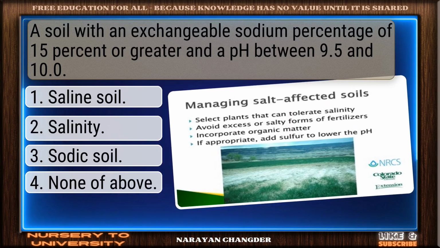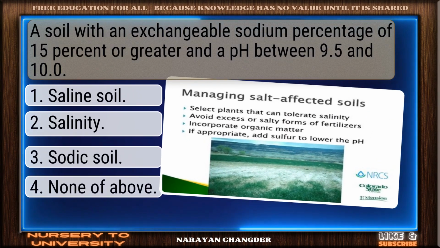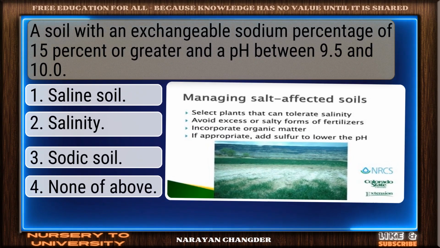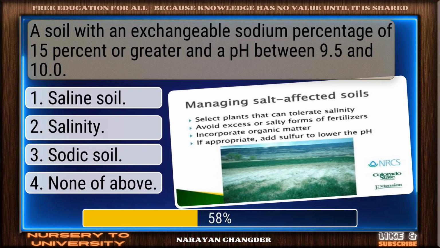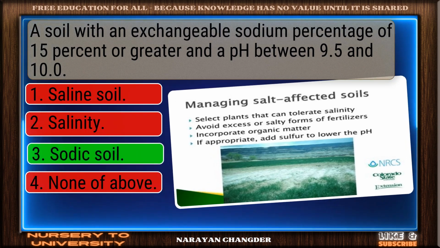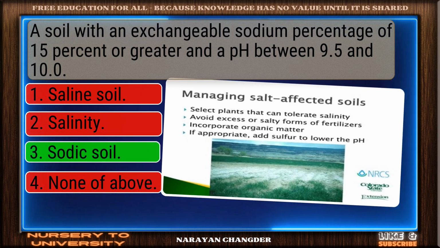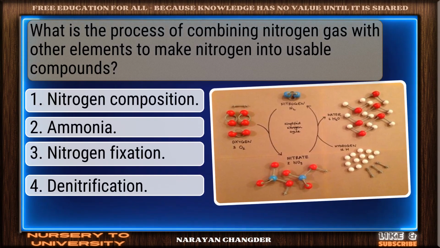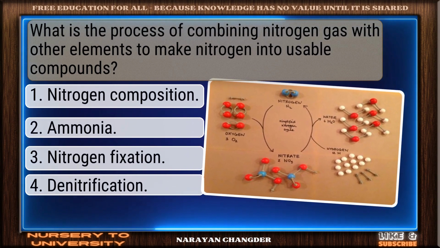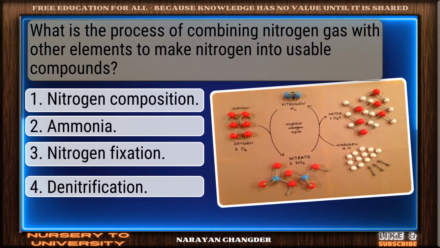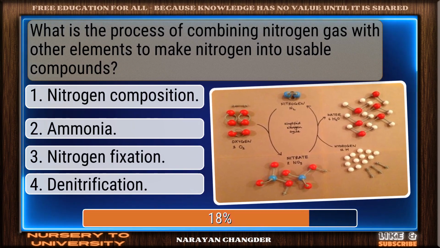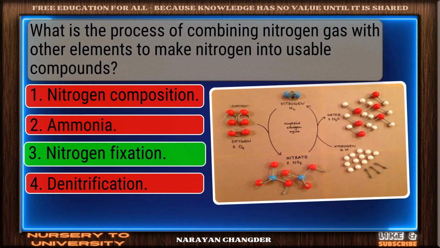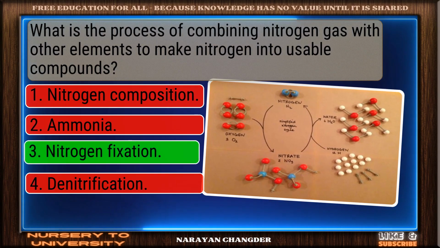A soil with an exchangeable sodium percentage of 15% or greater and a pH between 9.5 and 10.2. Good thinking. Sodic soil is the right answer. What is the process of combining nitrogen gas with other elements to make nitrogen into usable compounds? Right choice. Nitrogen fixation is the best answer.